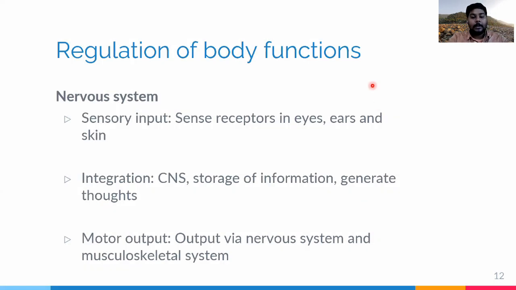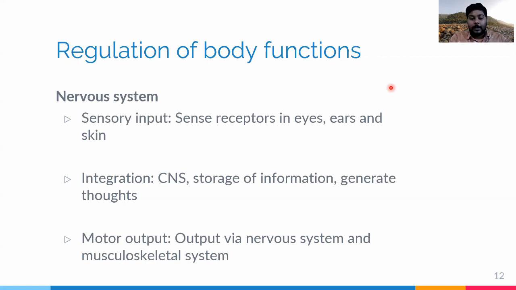Next, let us consider how the various functions of the body are regulated. This regulation of body functions is undertaken majorly by the nervous system as well as the hormonal system. The nervous system can be divided into three major branches, which include the sensory input branch, the integration by the central nervous system, and finally the motor output.